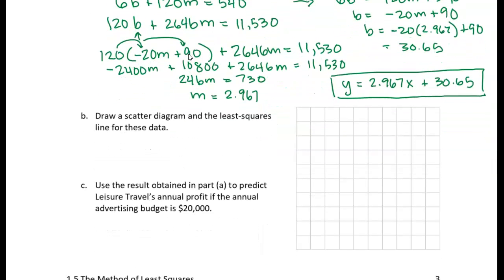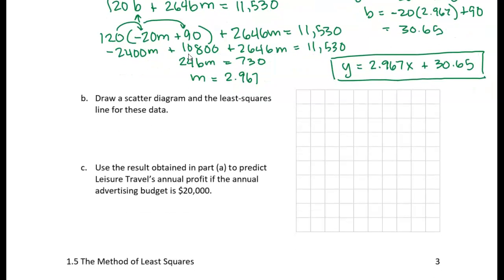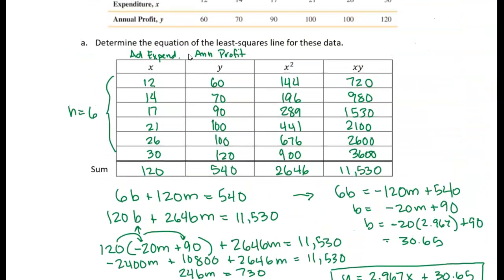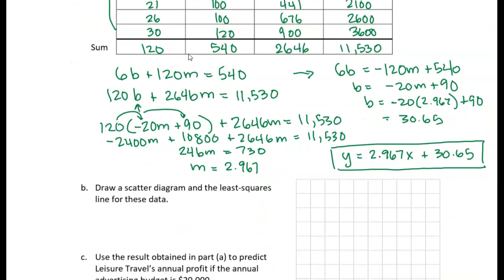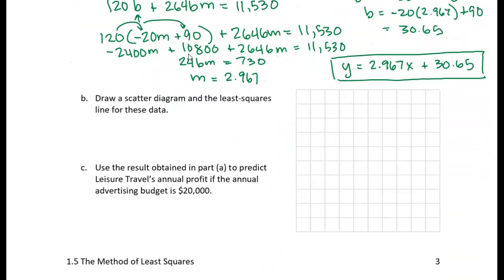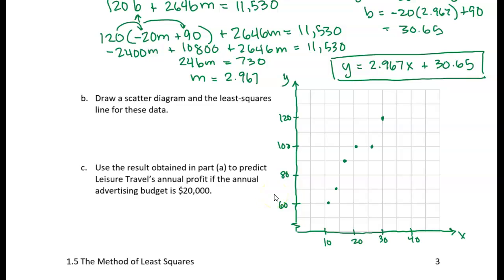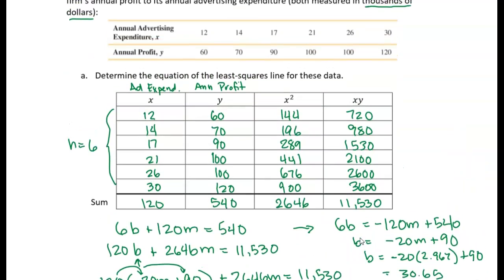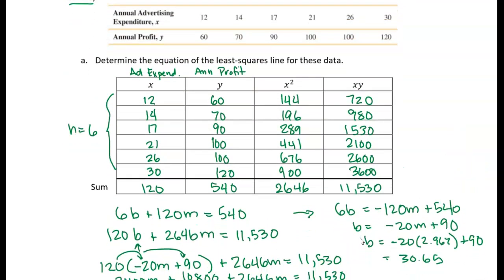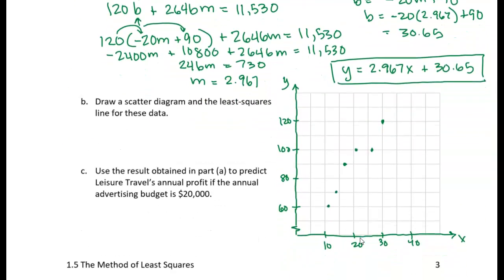All right, so the next part, part B, is just asking us to draw a scatter plot of the data. Okay, so we're given all this data. I'm just going to draw a scatter plot, and I'm going to draw the least squares line for this data. So what I've done is I've drawn my x and y axes and given them some scale.